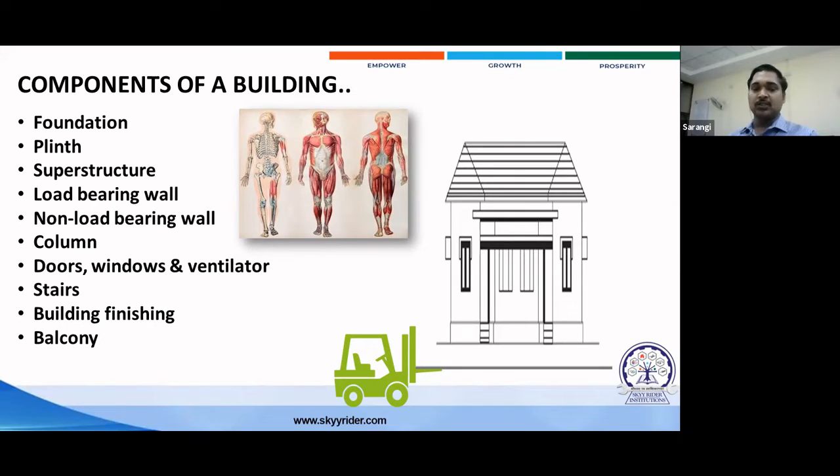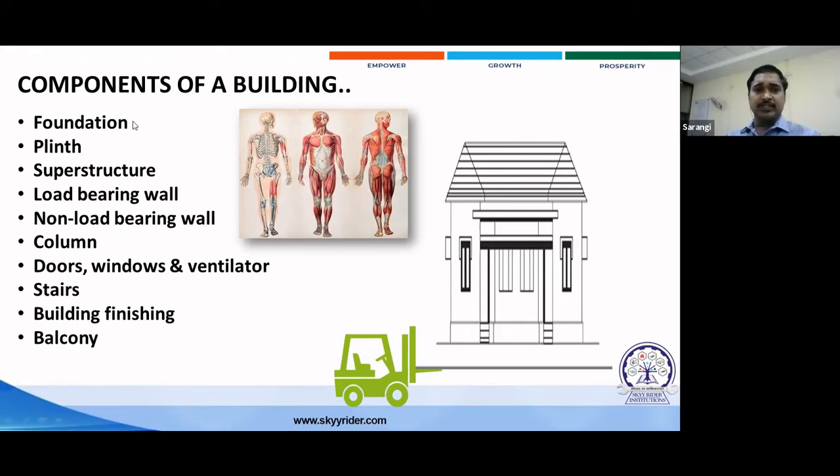Load bearing walls are those walls which carry the load and transfer the whole structure load from the walls and roofs to the ground surface. Non-load bearing walls are those walls that don't carry the load, and they are known as partition walls. The columns are the pillars of the structure. Then the doors, windows, and staircase.